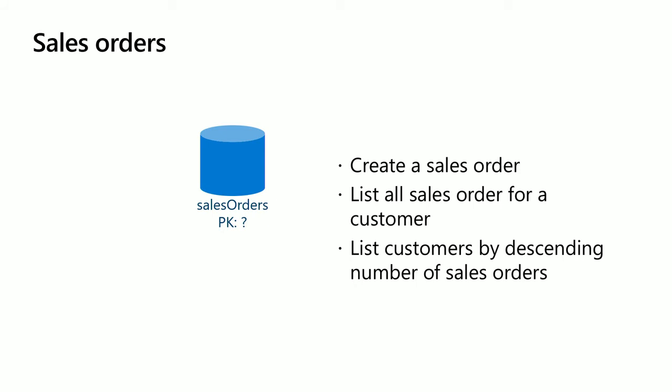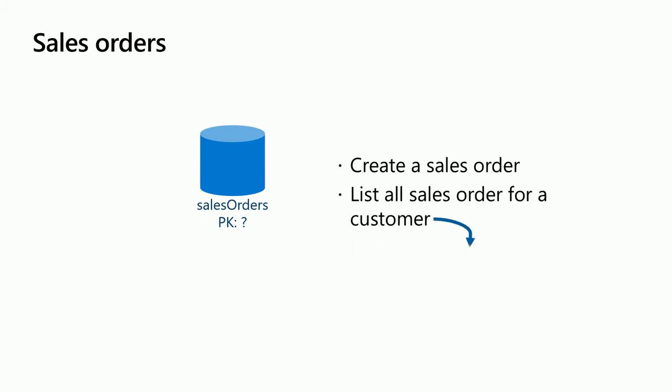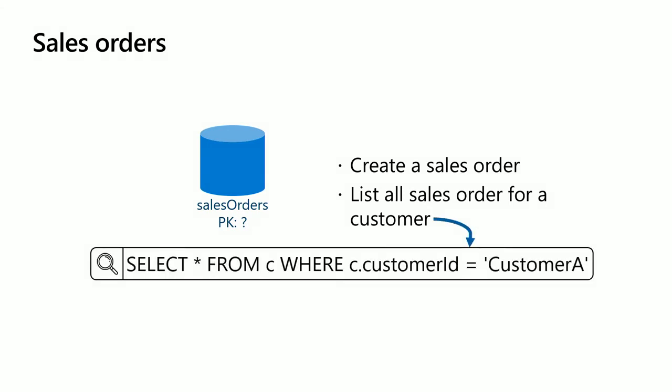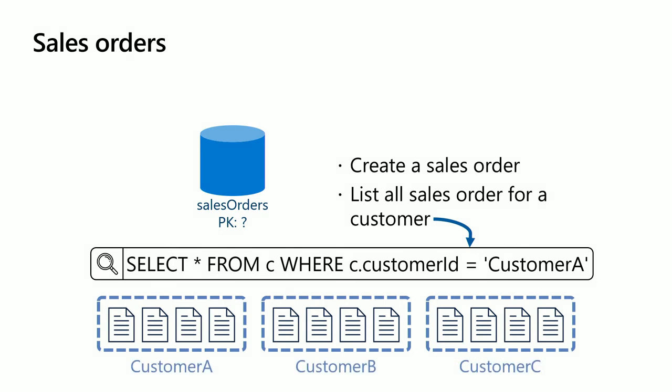Obviously, we need to create one. The second one is more important. So let's focus a bit on the second one. Listing all the sales orders for one customer. This is typically an operation that any customer wants to do. You go to your profile, you want to see your recent purchases. This is an operation that can be done with the following SQL query: select star from C where C.customerId equals customer A. And as you probably understand, for that thing to be a single partition query, I need all the sales orders related to the same customer to sit in the same logical partition.